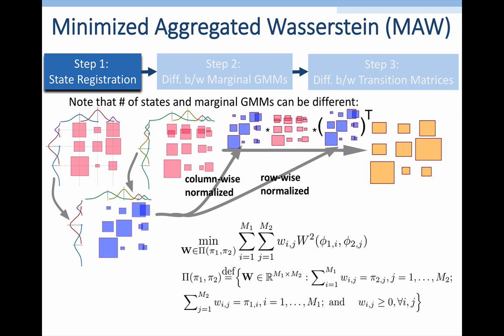By symmetry, we can also align the 3-state HMM to the 4-state HMM. For the limit of space, we don't show it here. State registration is very important in our framework and paves the way for both Step 2 and Step 3.